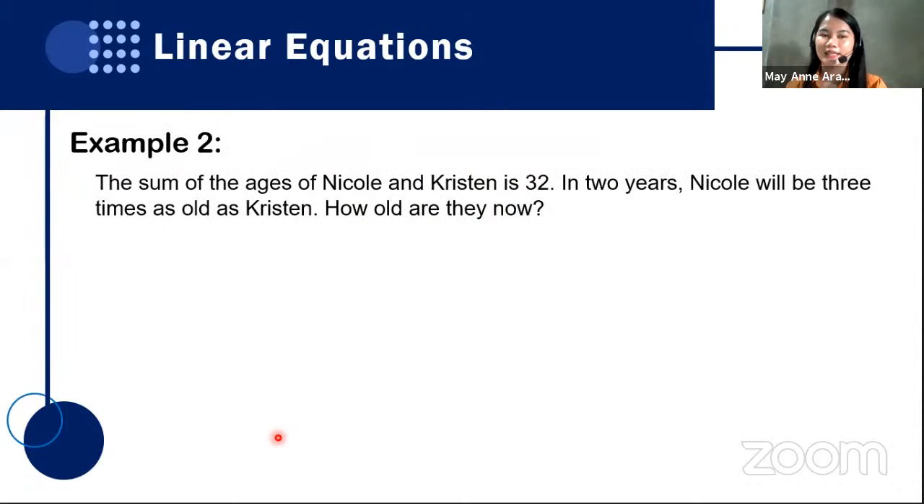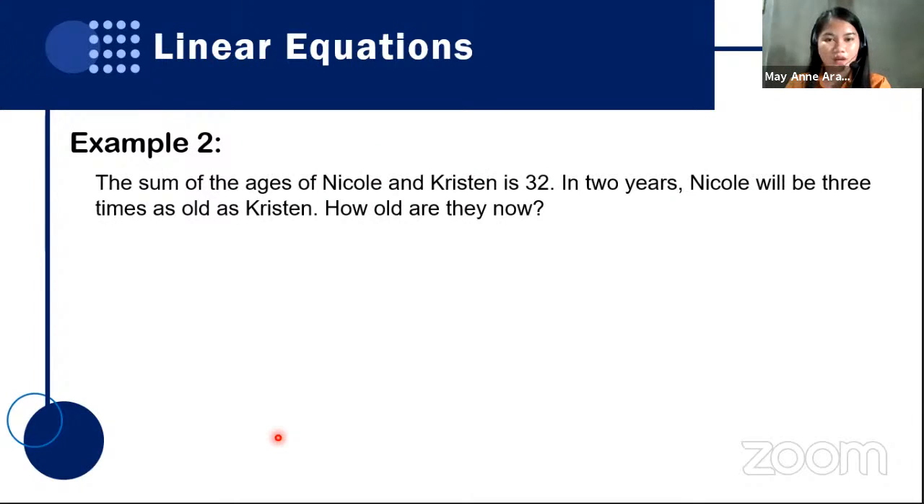Okay, another example sa age problem. The sum of the ages of Nicole and Kristen is 32. In 2 years, meaning after 2 years, Nicole will be 3 times as old as Kristen. How old are they now? The present age again.